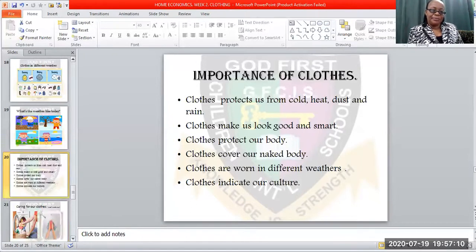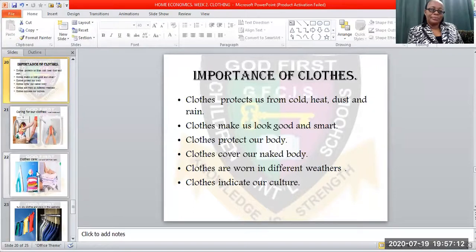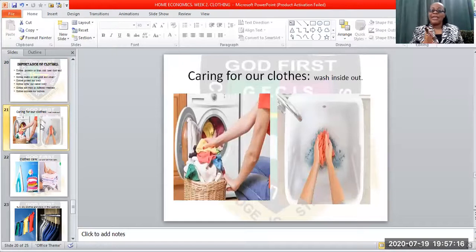Let's go on. In the next slide, we shall be talking about caring for our clothes. How do we care for our clothes? What do we do to ensure that our clothes are cared for? It is essential for us to develop the habit of caring for our clothes so that they last longer. So, what are the best ways to care for our clothes?